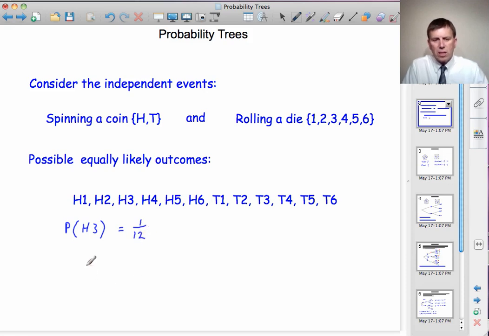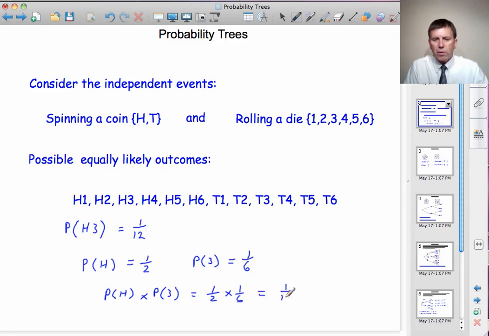But what I'd like you to notice is that if we looked at the probability of just getting a head when we spin a coin, that would be a half, a 1 in 2 chance. And if we look at the probability of getting a 3 when we roll a die, that would be 1/6, because there are 6 numbers on the die. But notice that the probability of getting H, a head, multiplied by the probability of getting a 3 is equal to a half times a sixth, and a half times a sixth is a 12th.